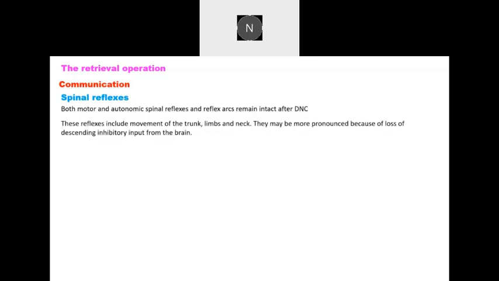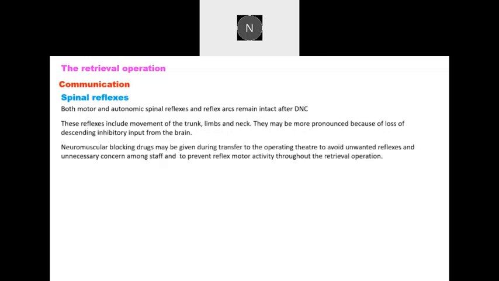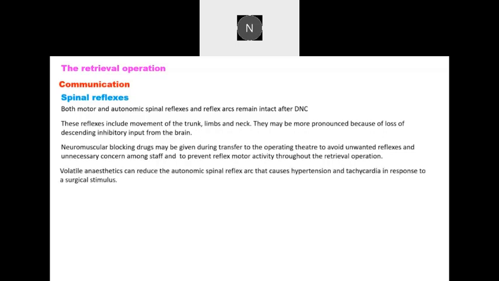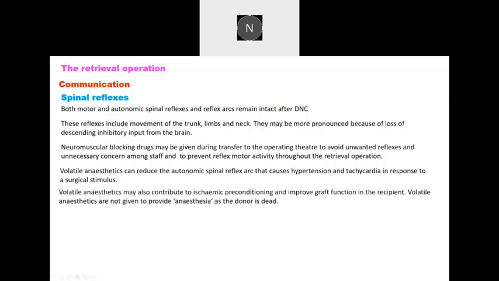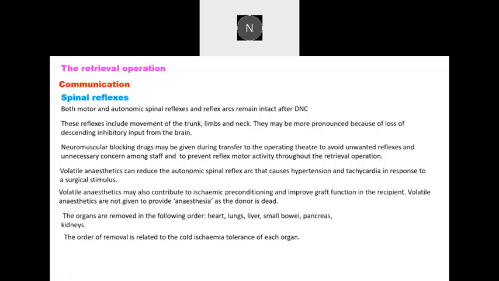and this can cause movement of the trunk, limbs and neck, and you have to block that. So neuromuscular blocking agents may be required, and volatile anesthetics can also be used to control these spinal reflexes. And this gives the additional benefit of producing ischemic preconditioning to the graft. And the organs are removed in the following order: heart, lungs, liver, small bowel, pancreas and kidneys, and lastly skin and cornea also. Order of removal is related to the cold ischemia tolerance of each organ.